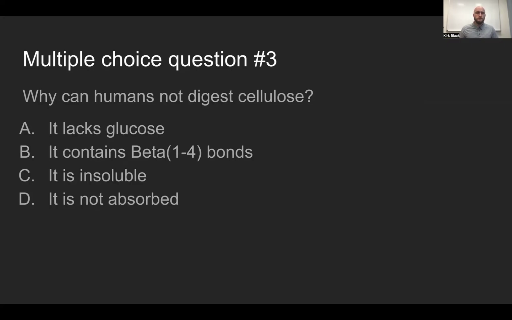Number three, why can humans not digest cellulose? A, it lacks glucose, B, it contains beta 1,4 bonds, C, it is insoluble, or D, it is not absorbed. If you said B, you are correct. It is because it contains beta 1,4 bonds, which we discussed due to its rigid nature. We do not have an enzyme that can digest beta 1,4 bonds. Remember, we can digest alpha 1,4 and alpha 1,6 for energy, but we cannot digest beta 1,4 bonds. So that's why we use it for nutrients, not energy.